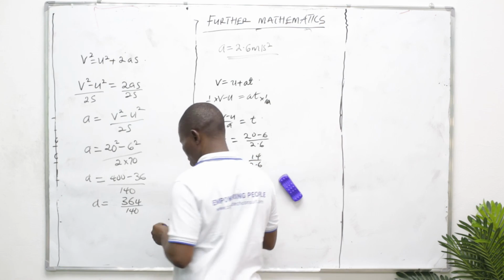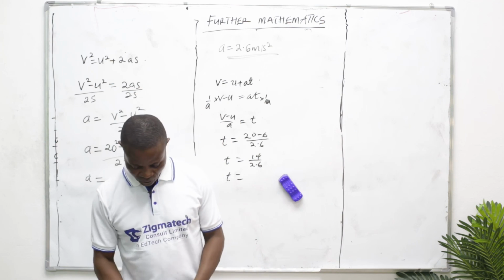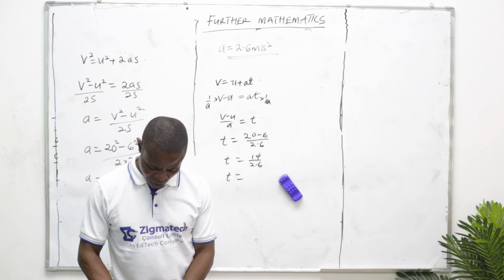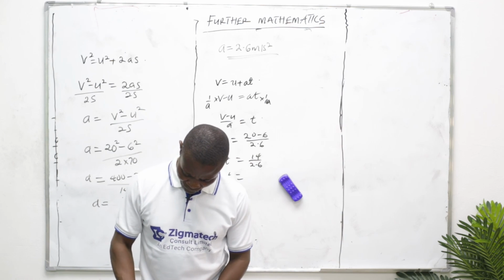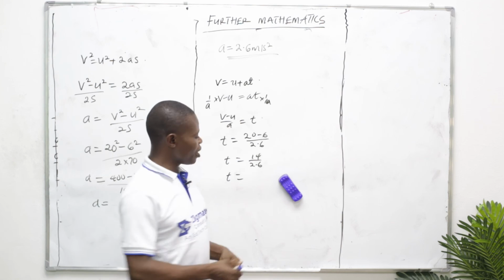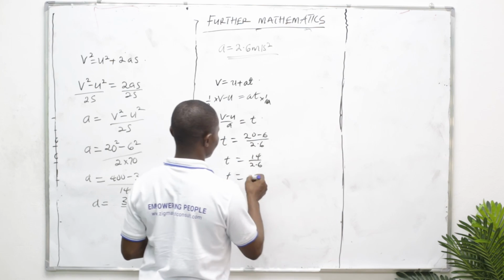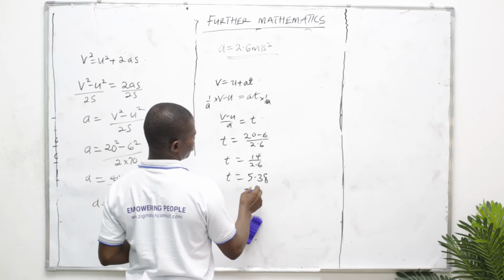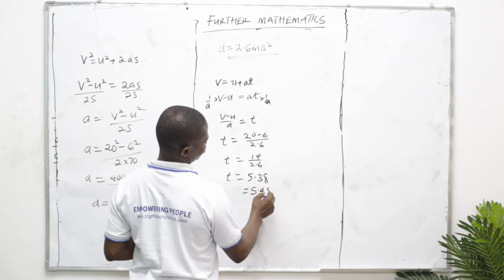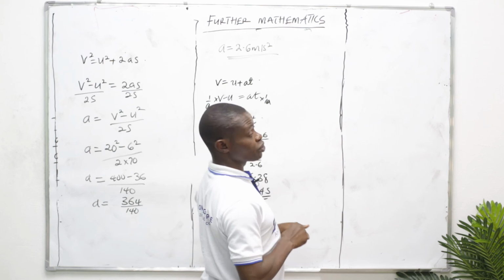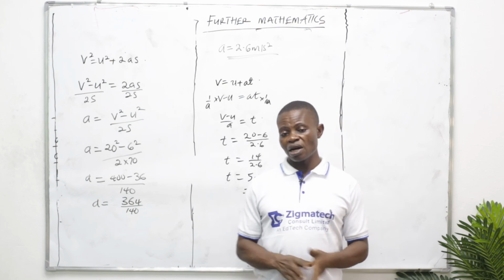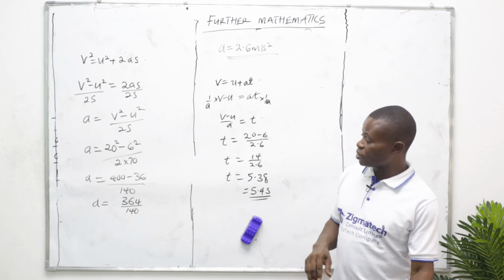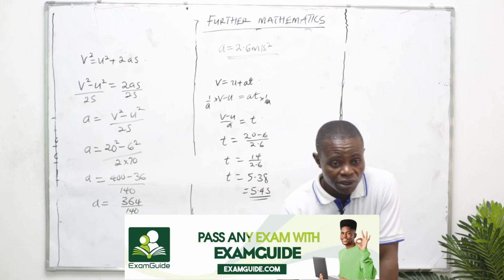Time equals 14 over 2.6, that is 5.38 seconds. To one decimal place, that is 5.4 seconds. I think there is no big deal in handling questions of this nature. So that is the solution for this question.